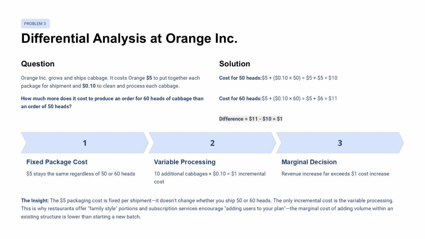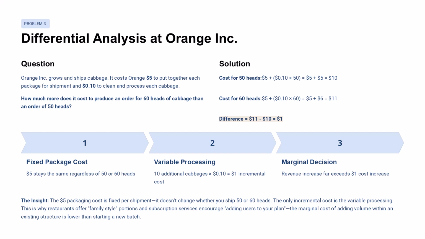Think about this like buying concert tickets with your friends. The Ticketmaster service fee might be $15 per order, regardless of whether you buy 4 tickets or 6 tickets. Each ticket costs $50. If your group of 4 decides to add 2 more friends, the service fee stays at $15, but you add 2 times $50 equals $100 in ticket costs. The incremental cost of expanding the group is just the variable ticket price, not the fixed fee spread again. This is exactly why restaurants offer family-style portions, and subscription services encourage adding users to your plan. The marginal cost of adding volume within an existing structure is lower than starting a new batch entirely.